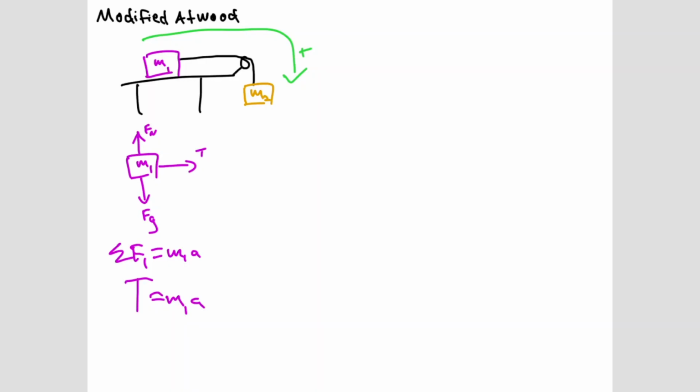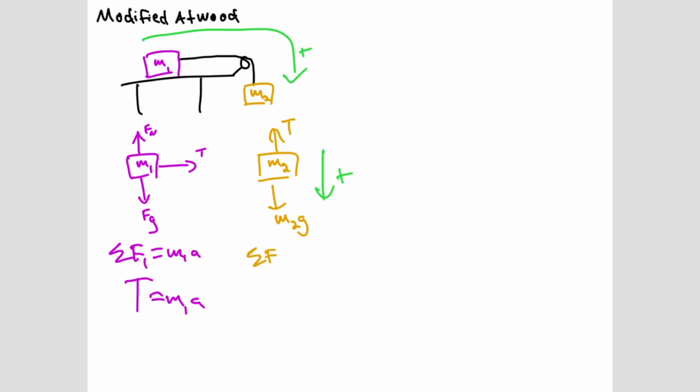Time for M2. M2, it's a fairly simple diagram again. It's going to be F of G. No, this one I'm going to write as M2G. And this time, instead of the normal force, it's going to be the force of tension. We can write out the Newton's second law equations. Let's see, that's going that way.